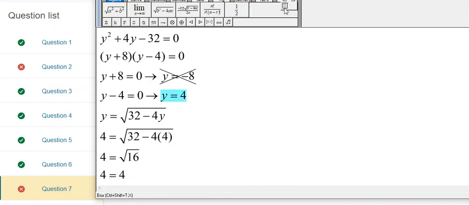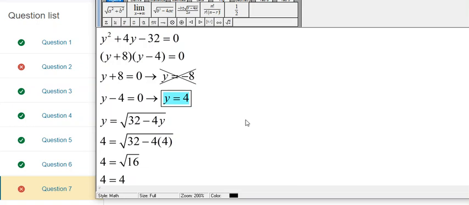So there's only going to be one solution here. Y equals positive 4 works. Y equals negative 8 did not work.